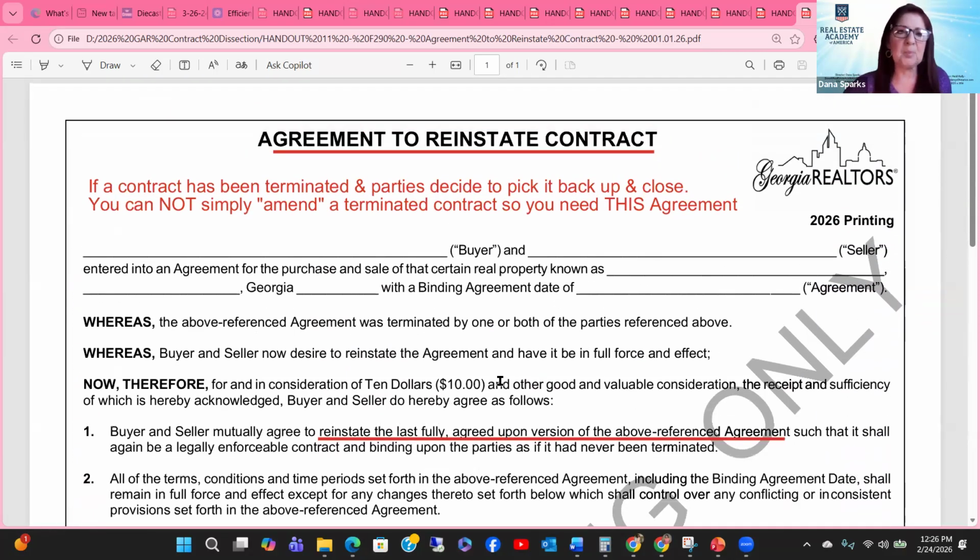Let's say you have an appraisal contingency. The buyer sent the amendment to the seller to reduce the sale price. The seller said no. The parties have sent it to the lender to dispute the appraisal. They want an appraisal review. The appraisal review has not come back yet.